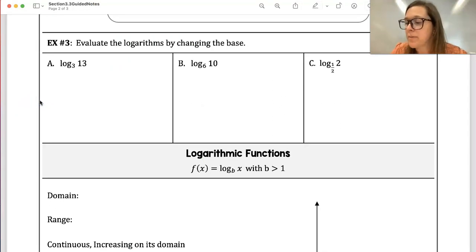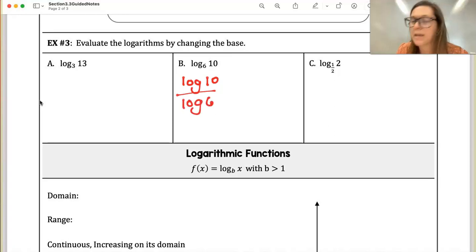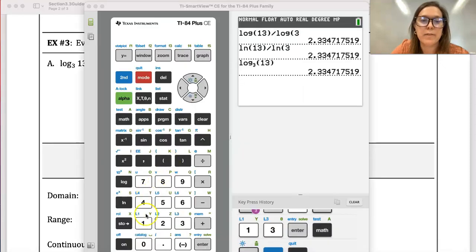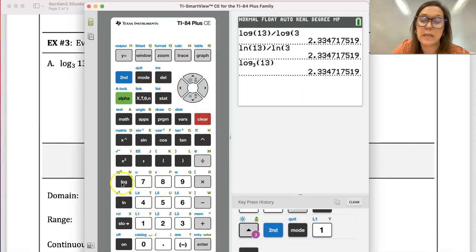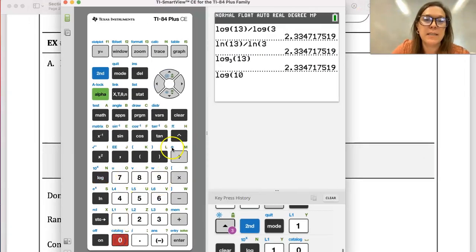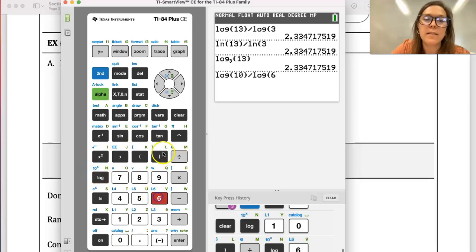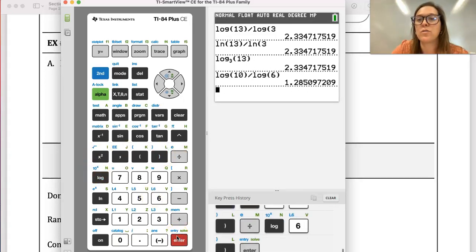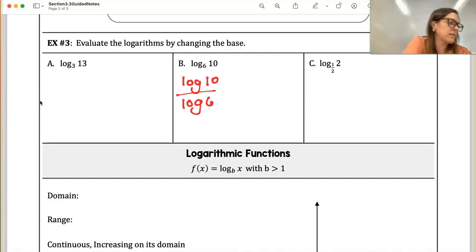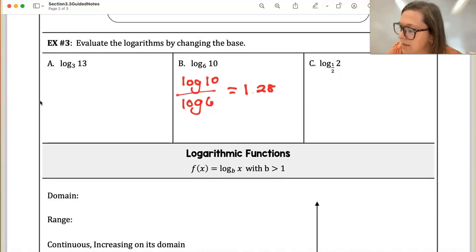So if I wanted to do part B, I could do a log of 10 divided by log of 6 on my calculator. So log of 10 divided by log of 6, which gets you 1.285. So let's bring that back. Now I forget what it was. 1.285.